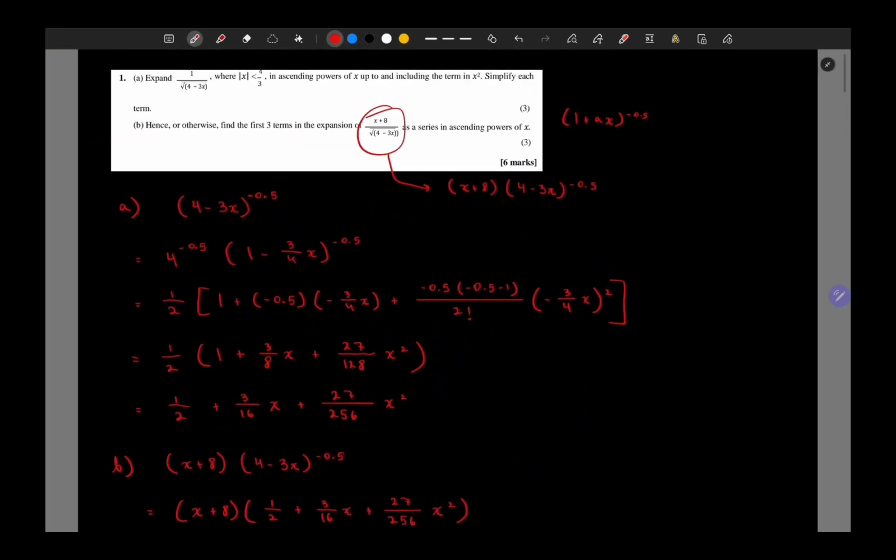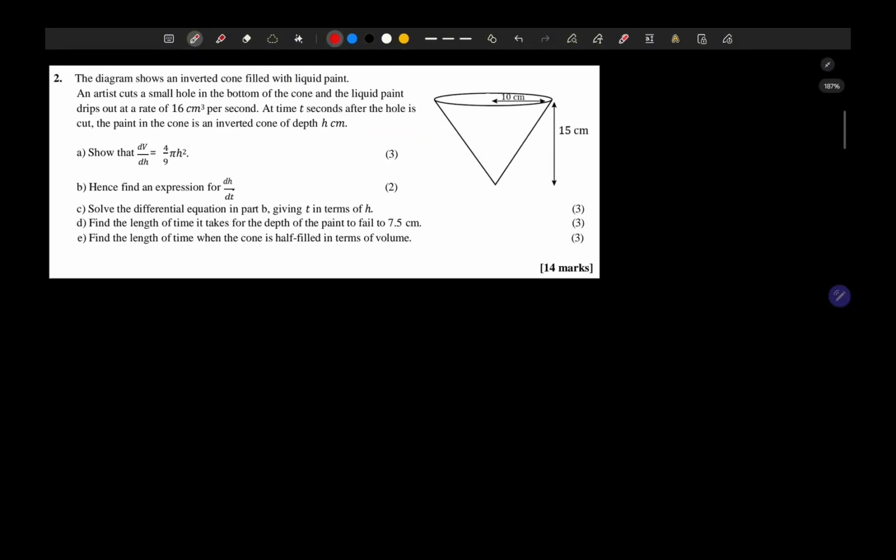Now moving on to the second question. The diagram shows an inverted cone filled with liquid paint. An artist cuts a small hole in the bottom of the cone, and the liquid paint drips out at a rate of 16 centimeters cubed per second. So first of all, we know that dV over dt is given as 16.